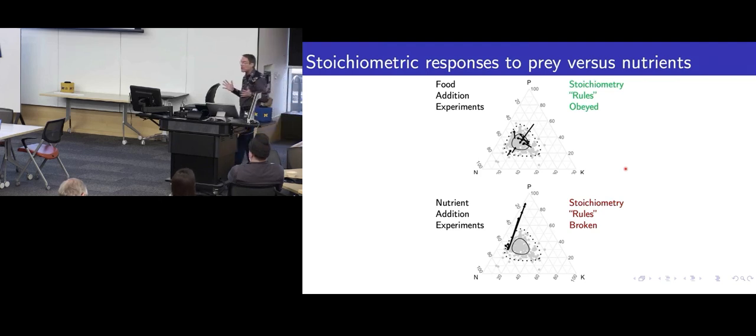Now that's at least temporarily. These are all short-term addition experiments. The plant is obviously going to use or reallocate those nutrients that it has taken up. But it is clearly a fundamental shift in how the stoichiometry is reacting to these different sources of nitrogen.